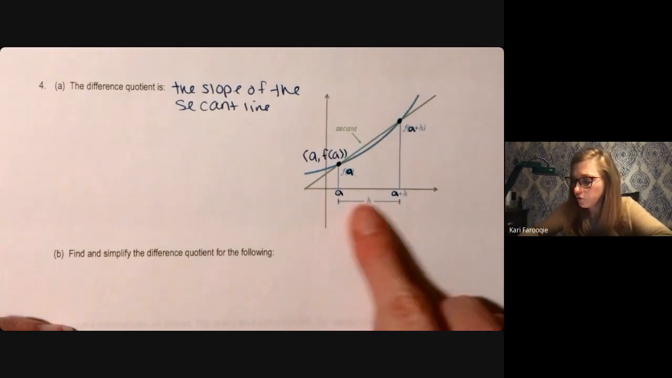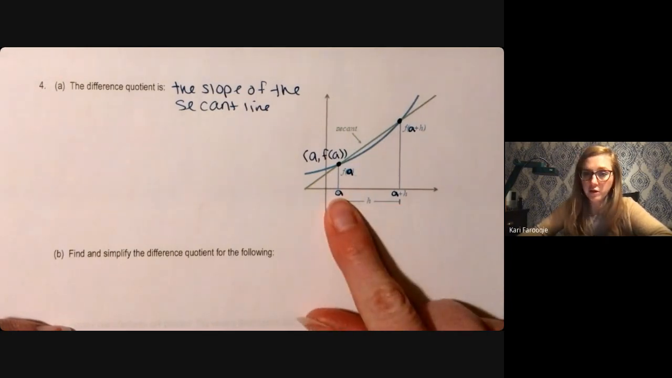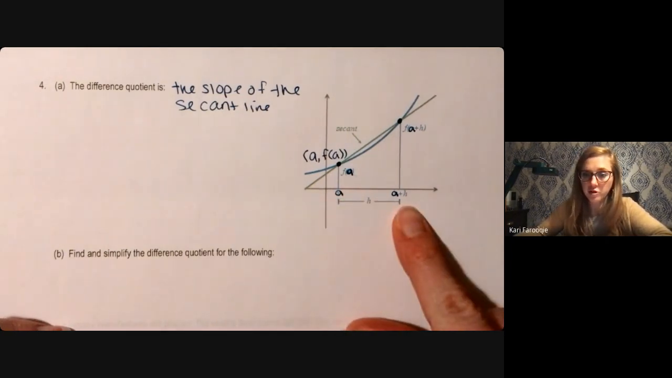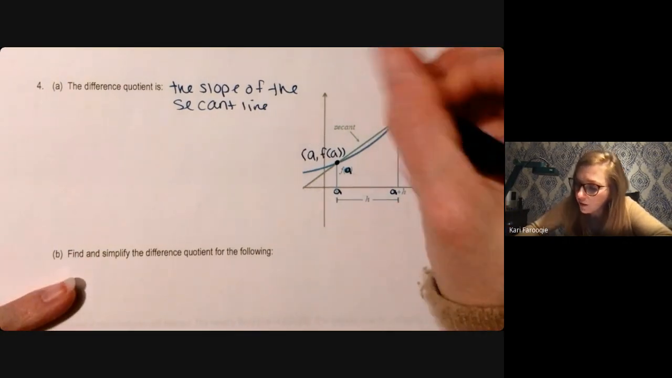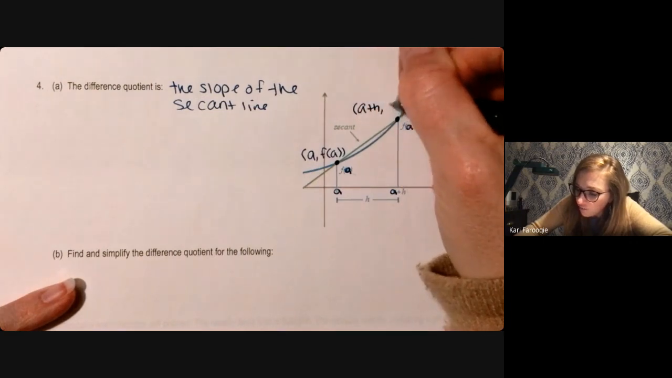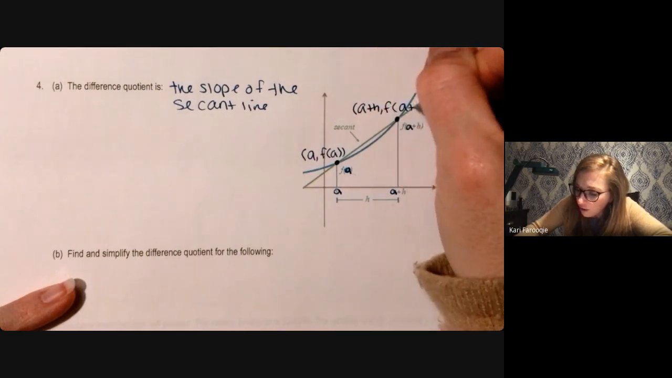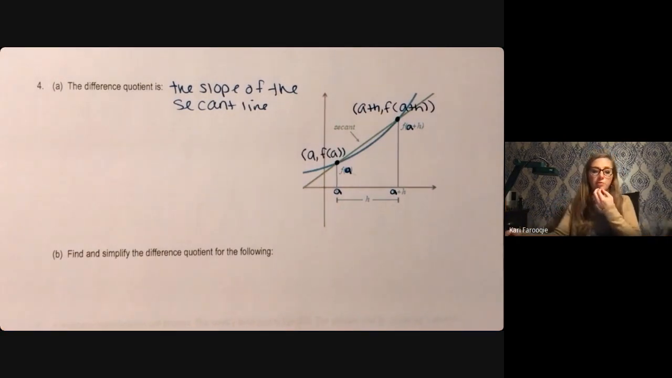Now, the difference between the first x value and the second one is h units. So if the first x value is a, then the next one is just going to be a plus h because we've just moved that over h units. So we can go ahead and write this as a plus h and then f of a plus h. So that would be the ordered pair at that point.